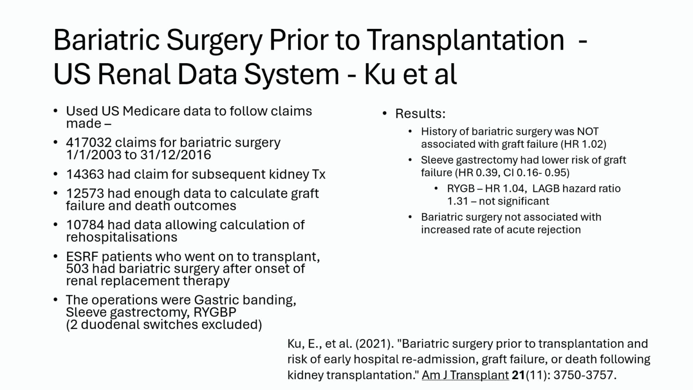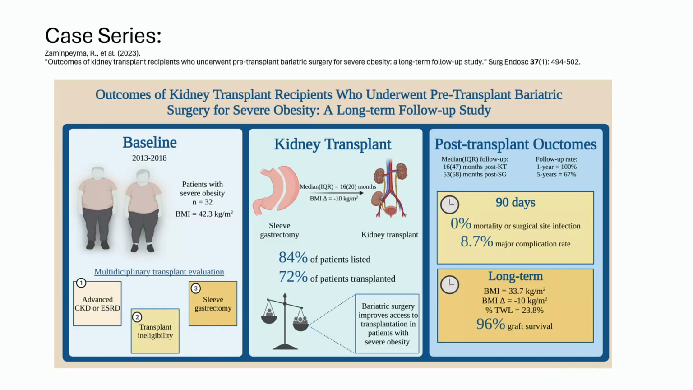And this case series of 32 patients from McGill University in Canada performed sleeve gastrectomy, achieving, again, what you might expect in terms of weight loss. Of the 32 patients, 27 of them got to listing and 23 of them were actually transplanted. And of those, again, we got the result you might expect. Good survival, 96% graft survival at around about 1 year.